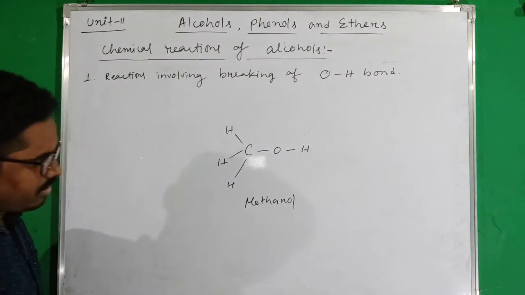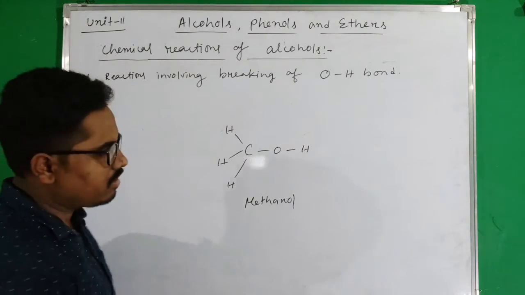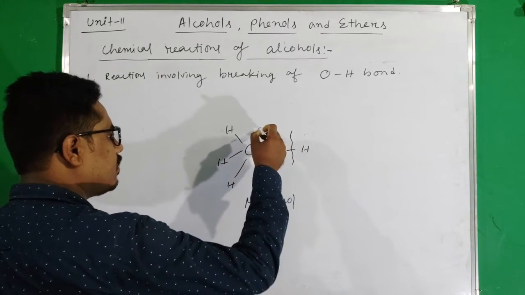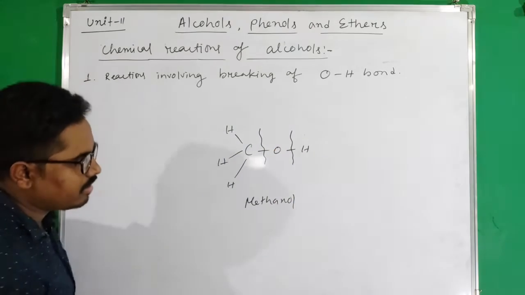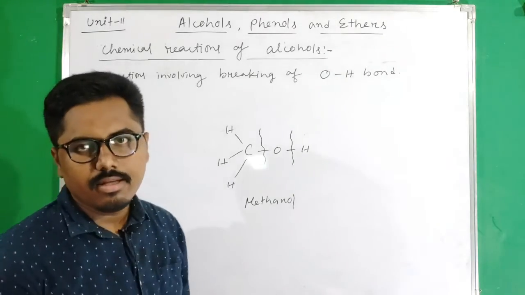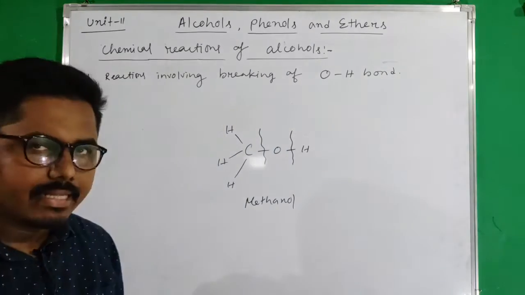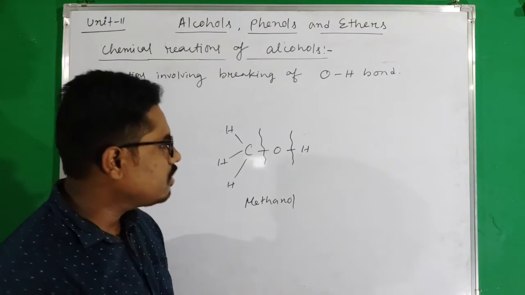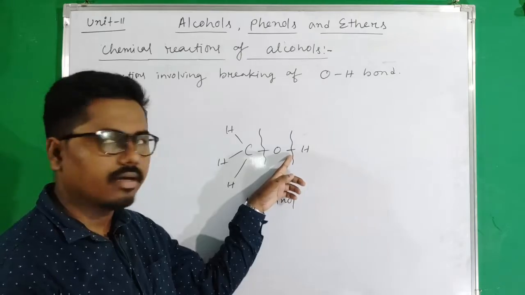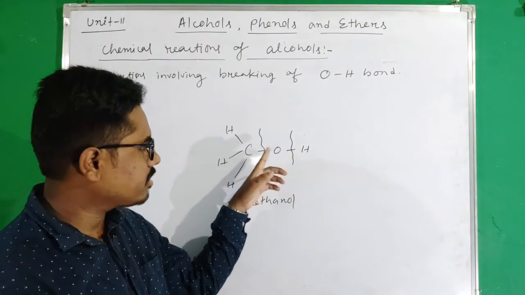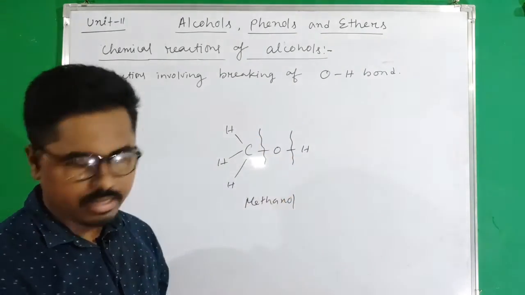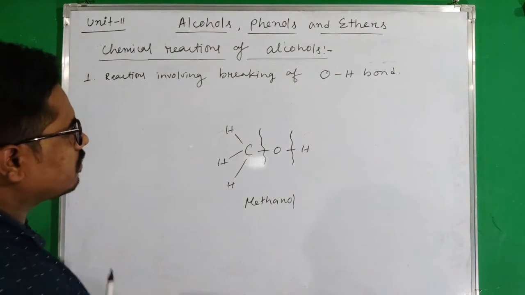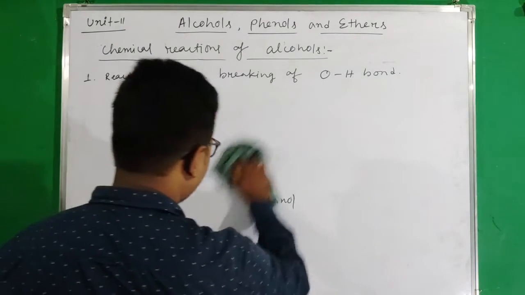Okay, here in case of alcohols two bonds can break. This bond can break, again this bond can also break. So that means in case of alcohols, two bonds can break. But first we will discuss the chemical reactions which are due to breaking of this bond. Okay, after that we will discuss the chemical reactions due to breaking of this bond. So our heading is reactions involving breaking of oxygen hydrogen bond. Okay.